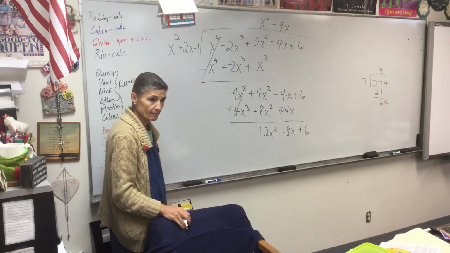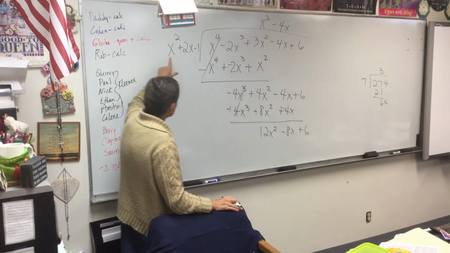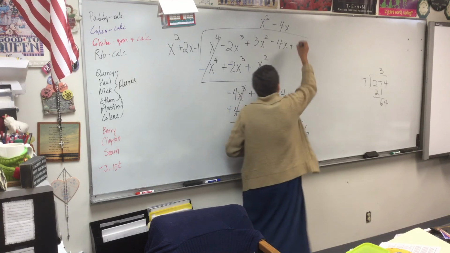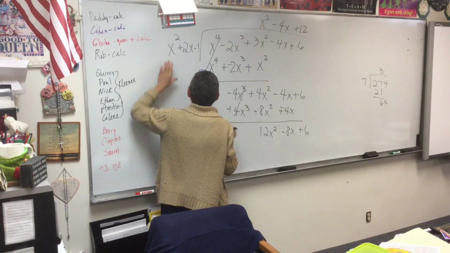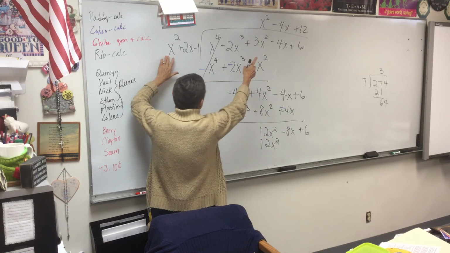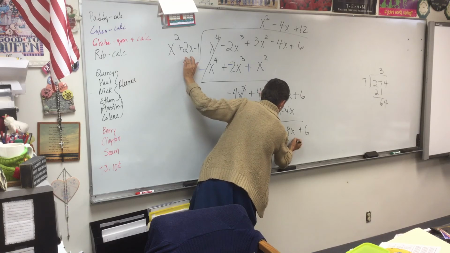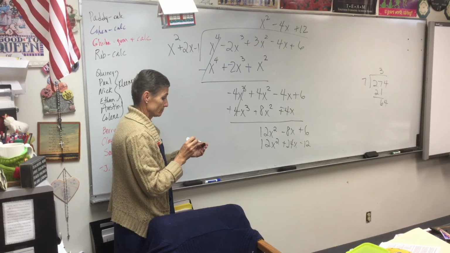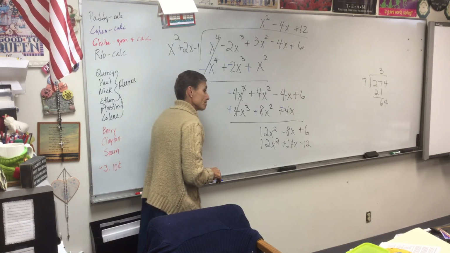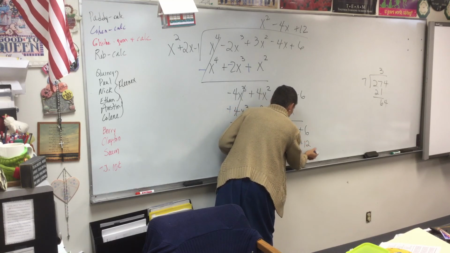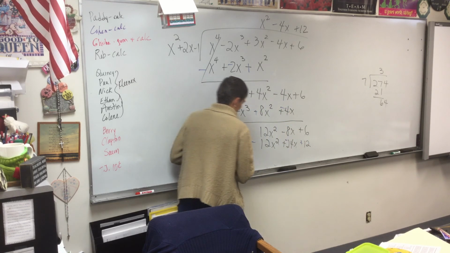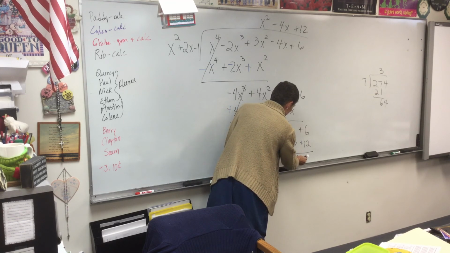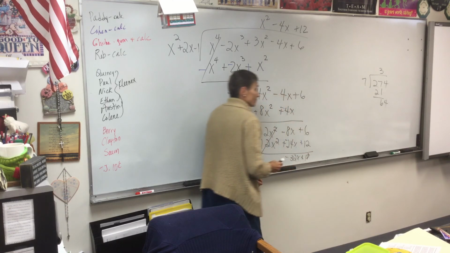And now we start over again. What do I have to put up there so that when I times it by x squared, I'll get 12x squared plus 12? So 12x squared plus 24x minus 12. Now what do I do? Subtract. Here they go, they're gone. And I'm left with negative 32x plus 18.